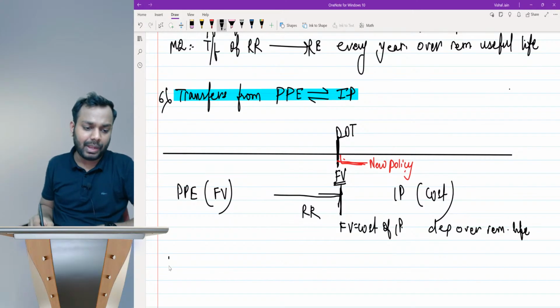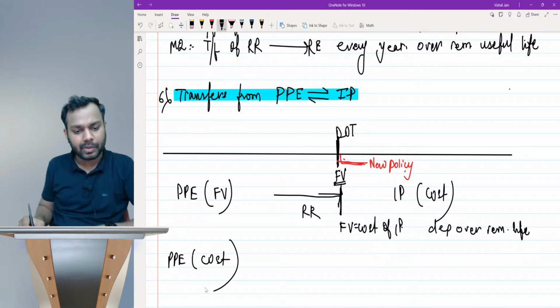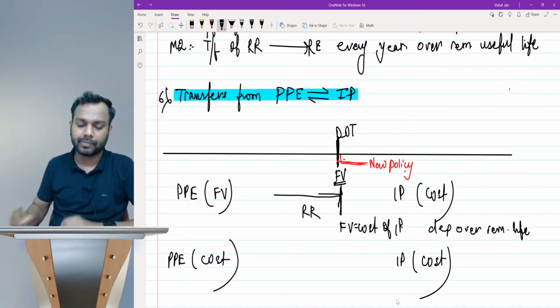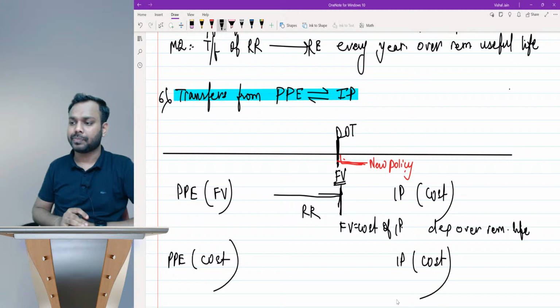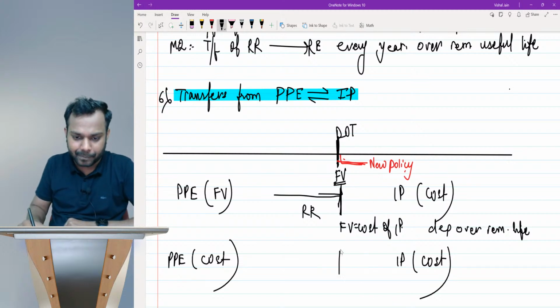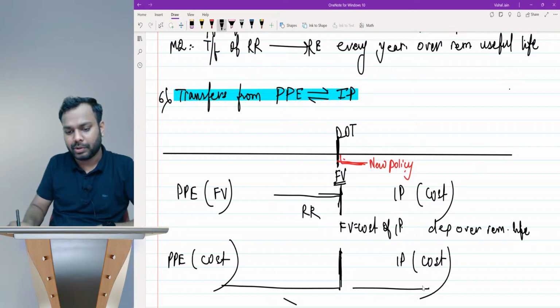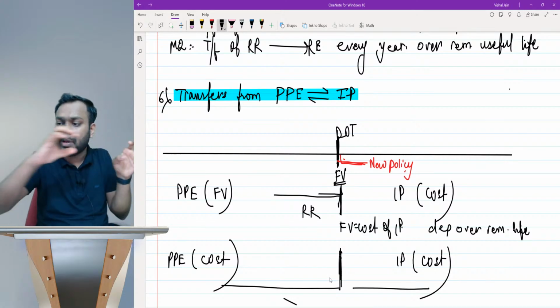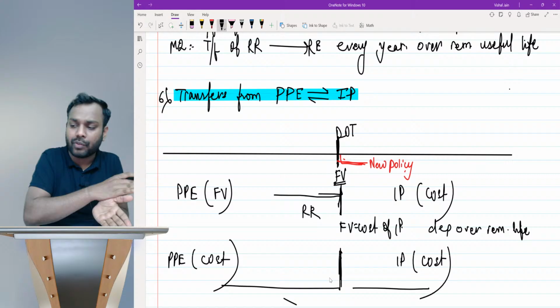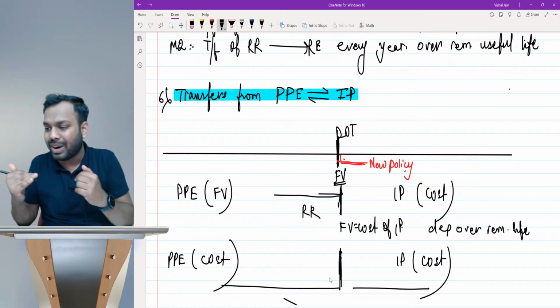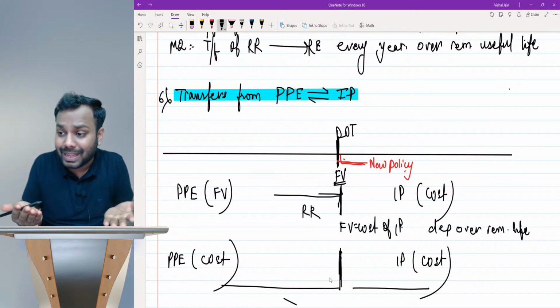Now let's suppose PPE is at cost and IP is also at cost. Then what will we do? In that case we'll follow the cost, everything, right? So the cost is being followed, before the date of transfer, also after the date of transfer. What changes is just the nomenclature.